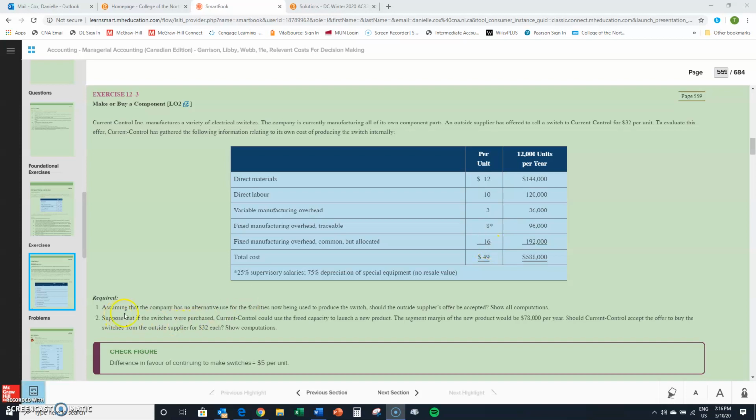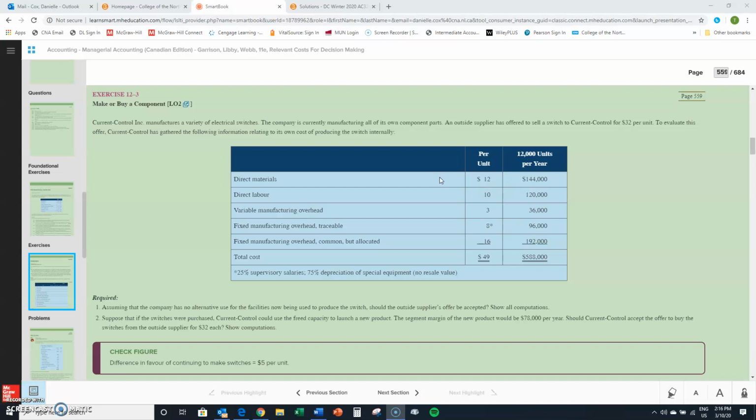In part 1, assuming that the company has no alternative use for the facilities now being used to produce the switch, should they make or buy? Before we look at the solution, let's think it through. The relevant costs are, one, the cost of purchasing. If we purchase, it's $32 per unit. And the cost of making, the costs that would change if we made or not.